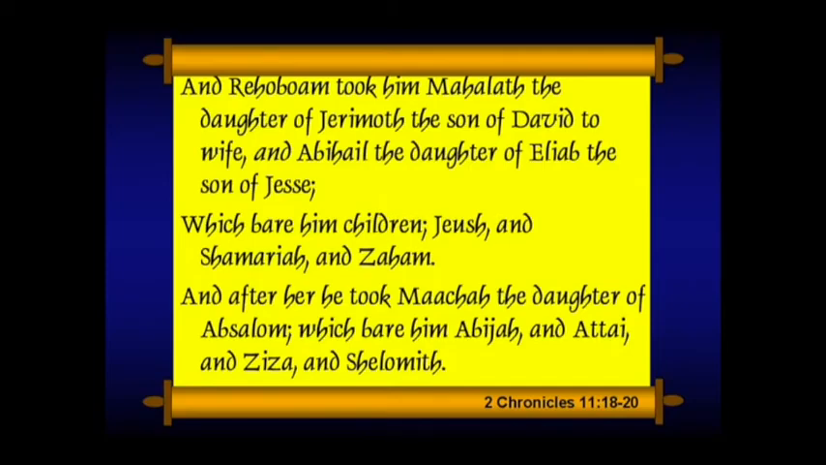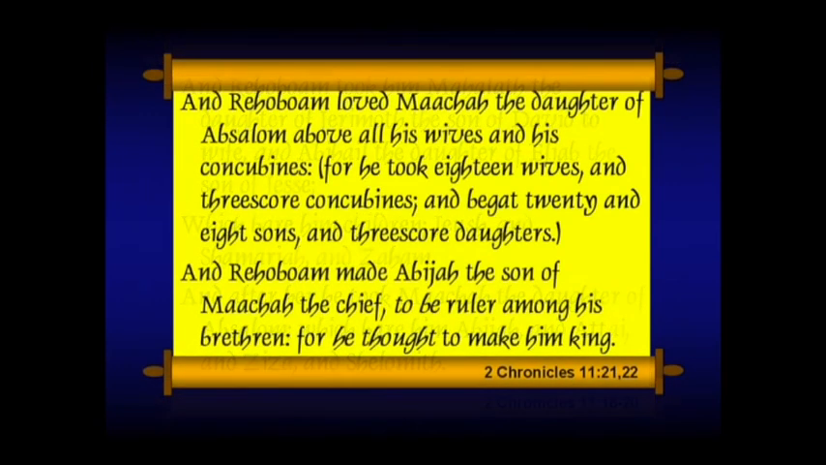Anyway, moving on. And Rehoboam took him Mahalath, the daughter of Jeremoth, the son of David, to wife, and Abihail, the daughter of Eliab, the son of Jesse, which bare him children, Jeush, Shemariah and Jaham, and after her he took Maacah, the daughter of Absalom, which bare him Abijah, and Attai, and Ziza, and Shelomith. And Rehoboam loved Maacah, the daughter of Absalom, above all his wives and his concubines, for he took 18 wives and 60 concubines. Guys must have been exhausted.